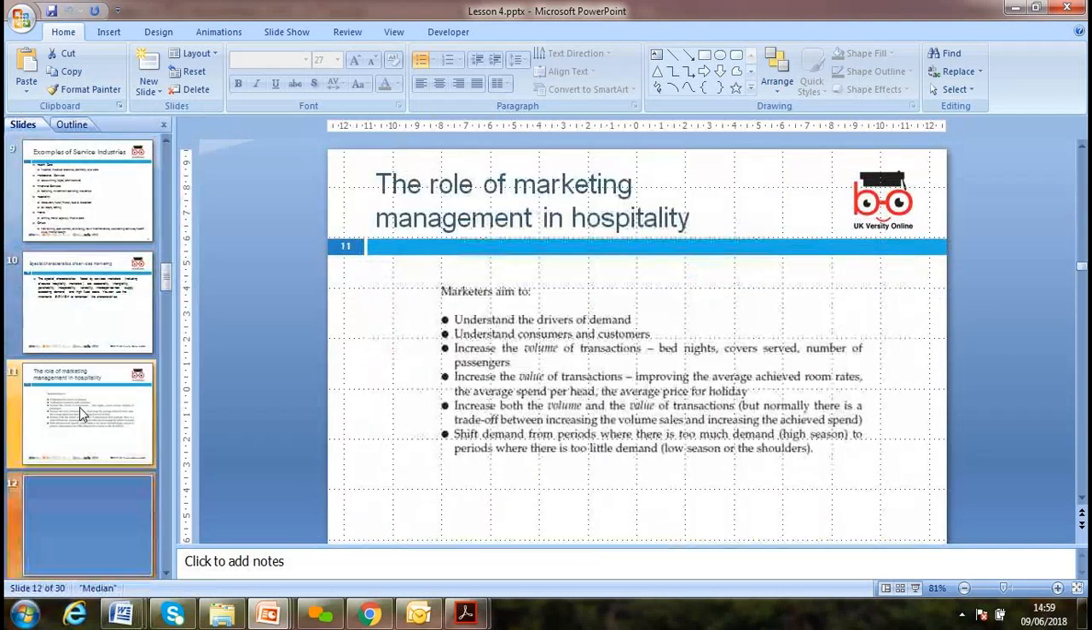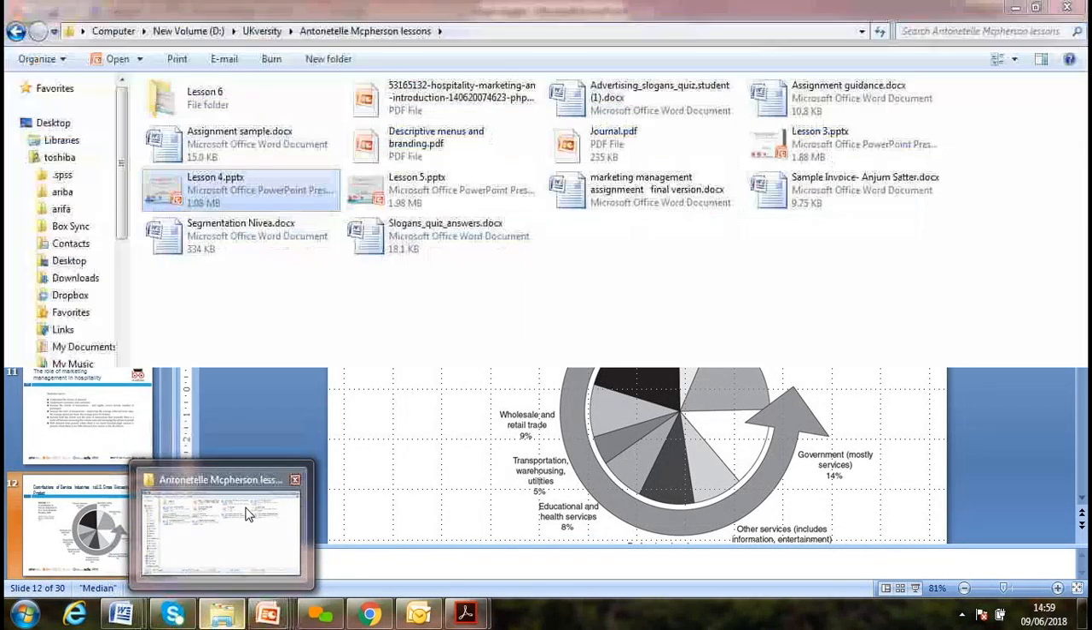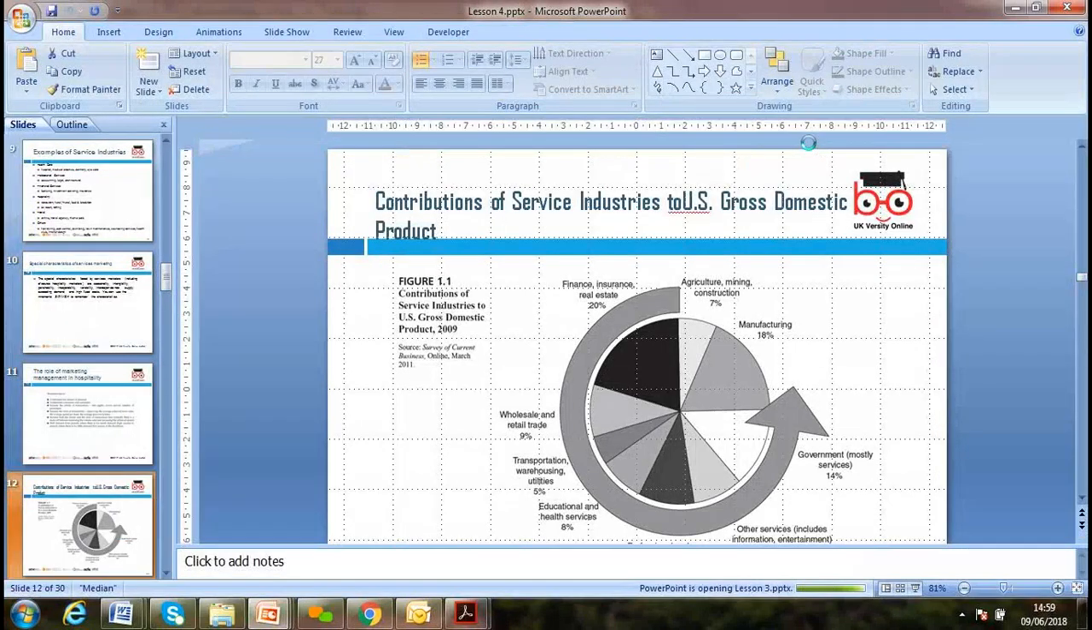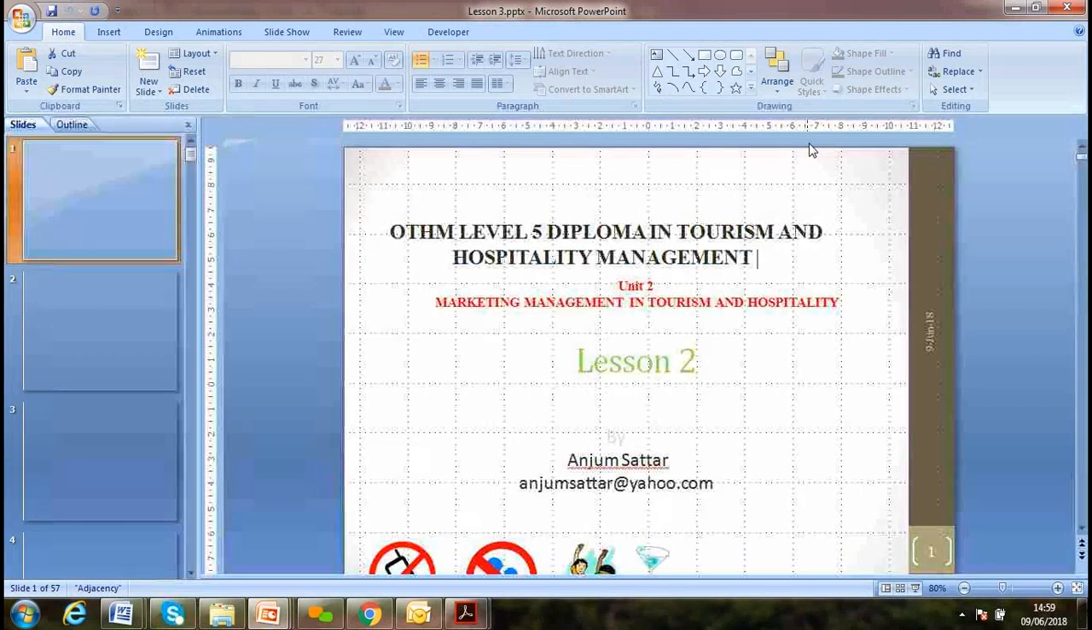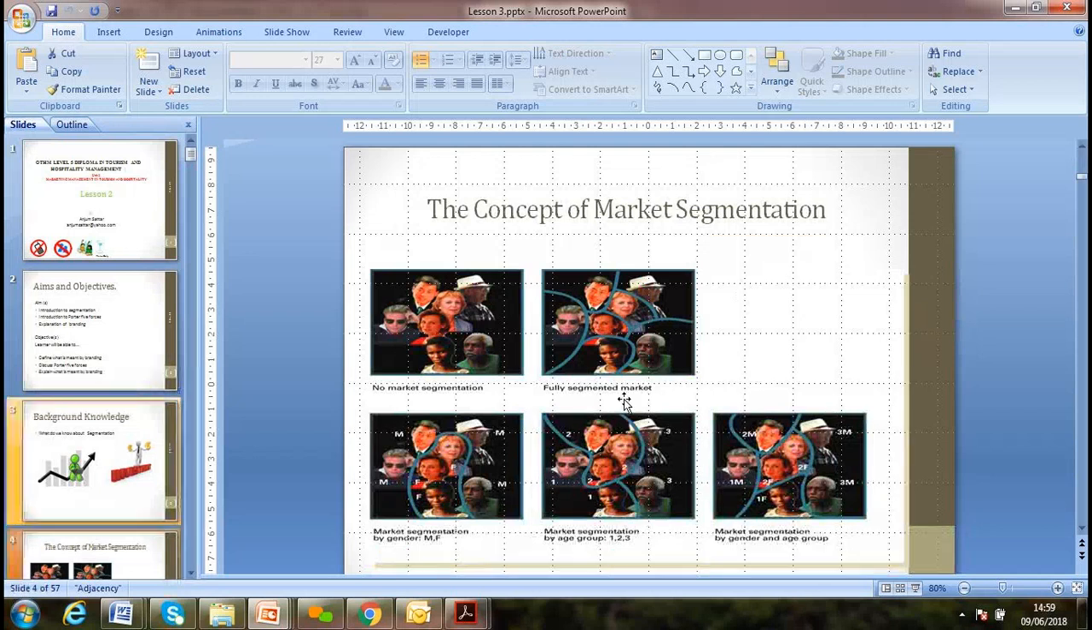In some countries, people can't afford it because they have less purchasing power. So that's why we can segment it. Like we can make the small pack, we can make the big pack. Okay, segmentation.